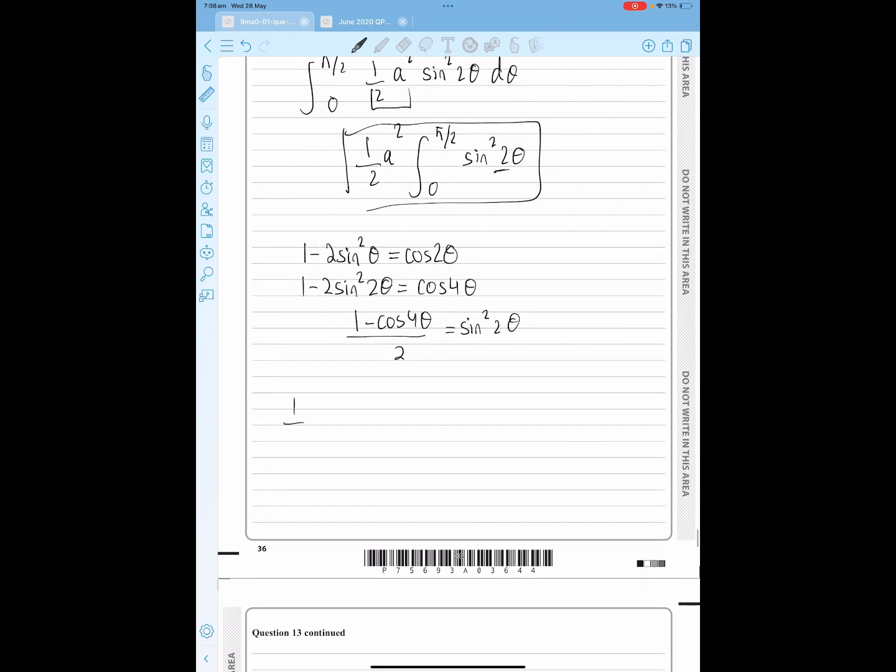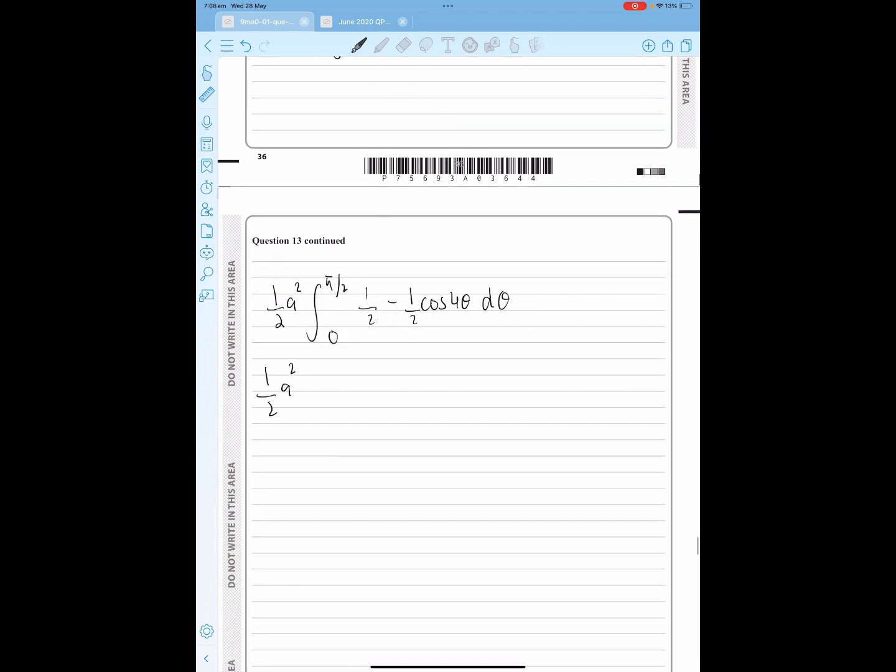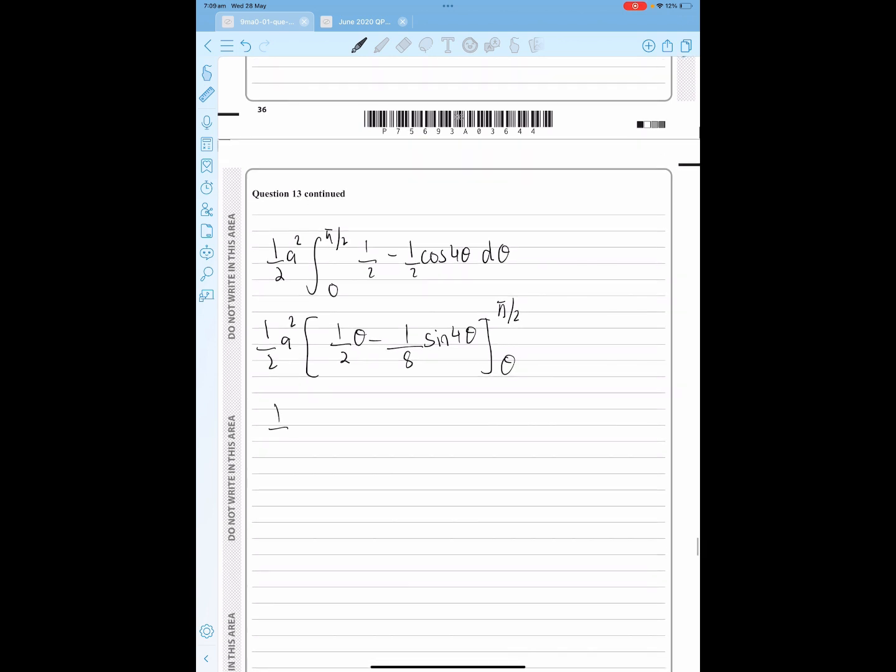And now we can just integrate half a squared, integrate between pi over 2 and 0 of (1 minus cos 4 theta) over 2. A half a squared, integral between pi over 2 and 0, a half minus a half cos 4 theta d theta. A half a squared. Now we integrate it, so we write a half theta minus, cos integrates to sine, positive sine, so minus 1 over 8 sine 4 theta between pi over 2 and 0. A half a squared. When it's 0, everything is 0, so that doesn't really matter.